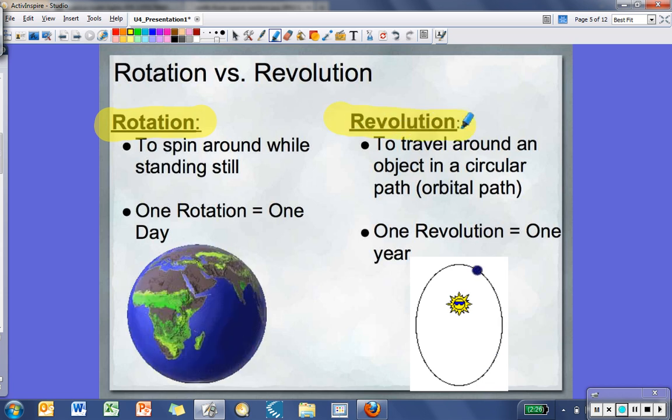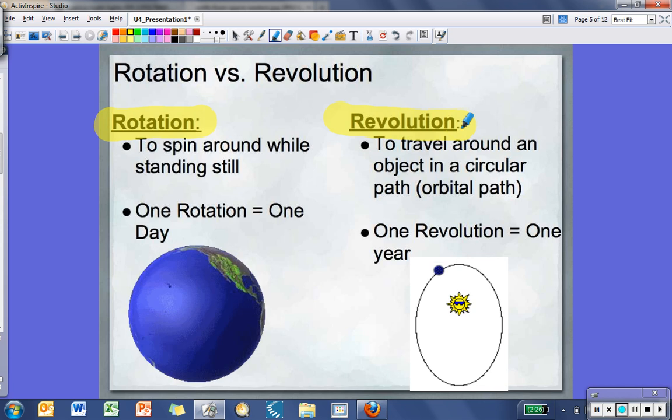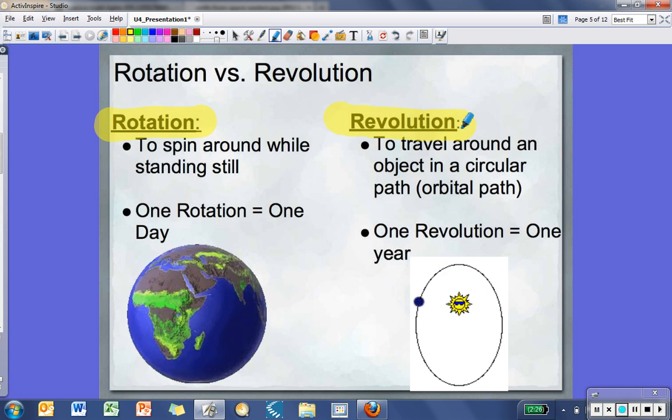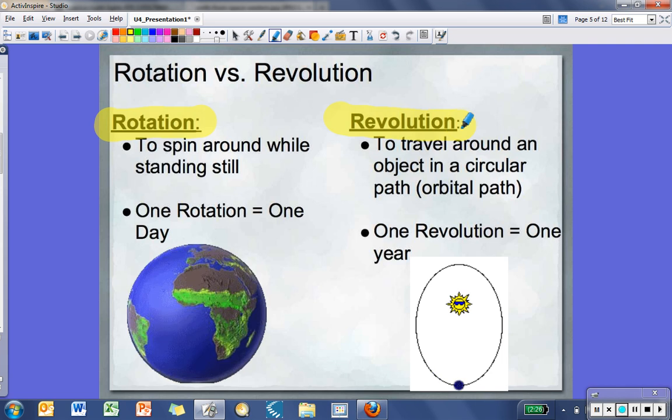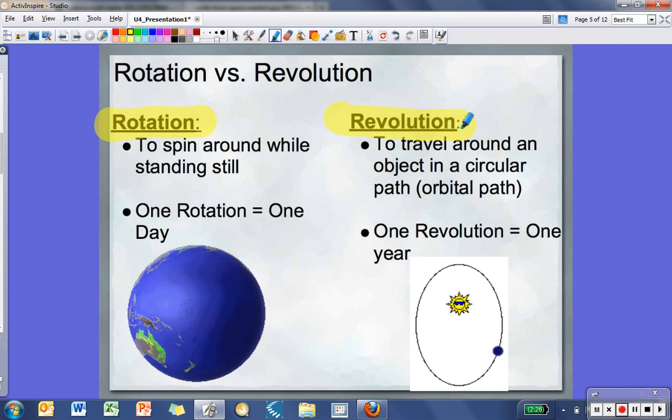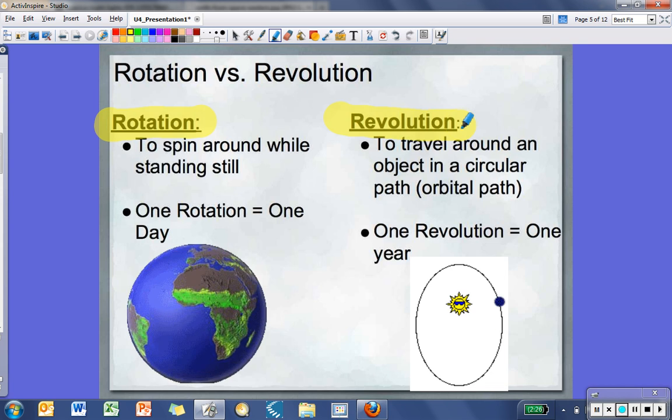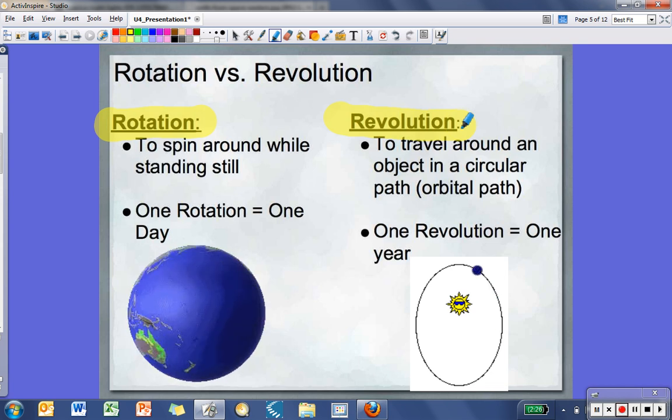Right? And it's easy to mix up these words, but rotation means to spin around while standing still. The way I look at it is a top. When you spin a top, or even when you flick a quarter and it starts spinning, that's what rotation is. It means that if you just stand up and twirl, just like a ballerina does, that's rotation, right?